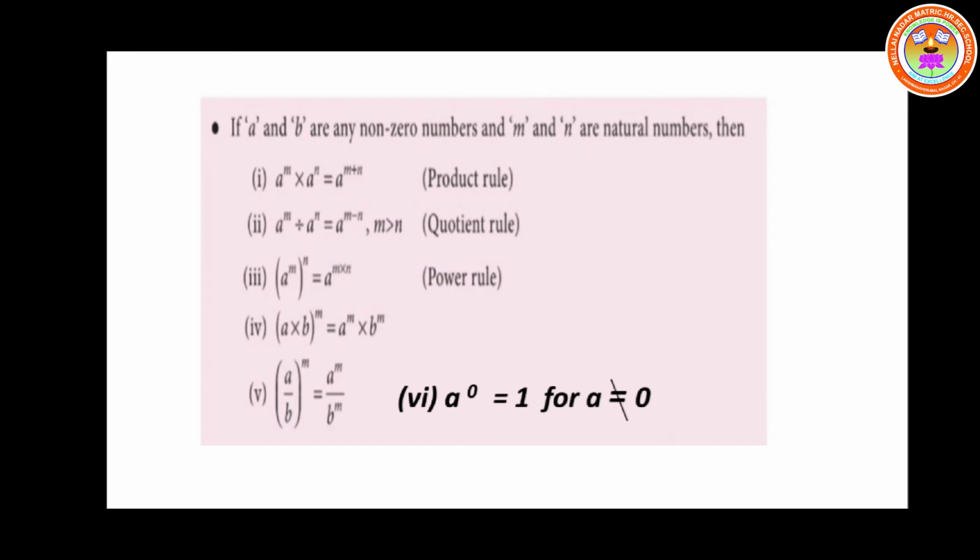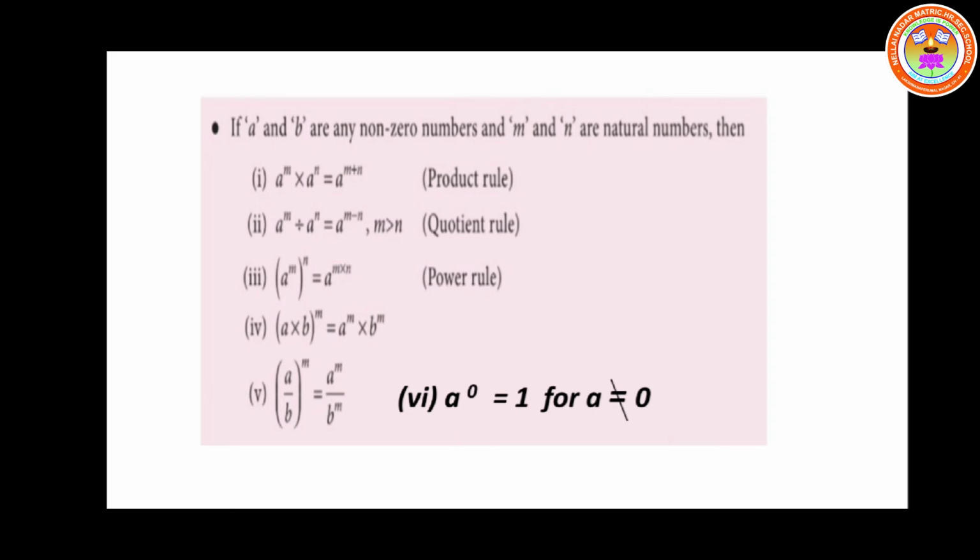Now fourth one, a into b the whole power of m. So that can be expressed as a power of m into b power of m, because the whole power m applies to both a as well as b. So you can write a to the power of m into b to the power of m. Okay, sorry children, m. Next, fifth one, a divided by b the whole power of m. So this can be written as a power of m divided by b power of m. And the last one, anything power 0 is nothing but 1. That is, a power of 0 is equal to 1 for a not equal to 0.